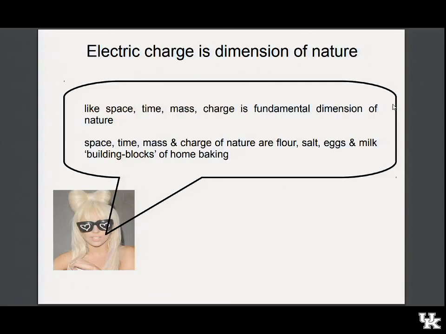If you want to think about fundamental dimensions of nature, I think of them like, in home baking you need flour and you need eggs and you need milk and salt. They're the fundamental dimensions of baking, out of which you can bake all sorts of cakes and things like that. So space, time, mass, and charge are the fundamental dimensions of this class, out of which we're going to build everything.